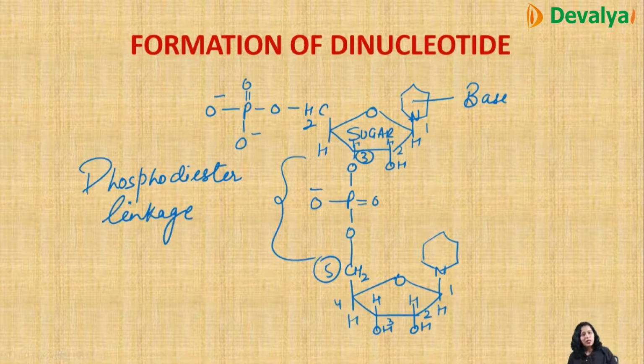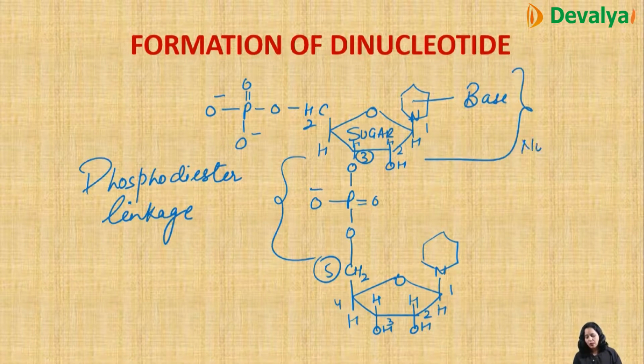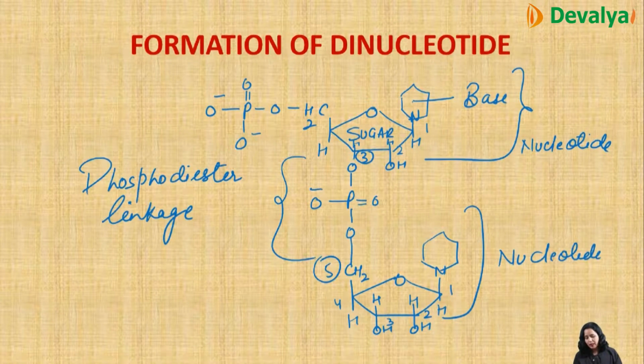One was the glycosidic linkage between two monosaccharide units. Then there is the peptide linkage between two amino acids, and this is for two nucleotides. This is one nucleotide and this is another nucleotide, and the linkage is known as phosphodiester linkage.